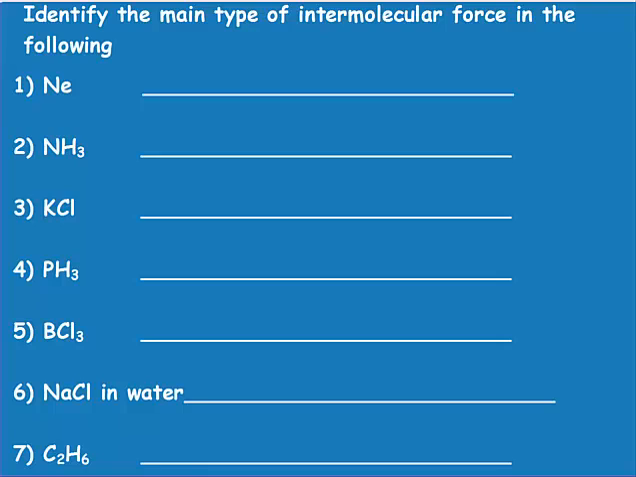I'm going to pause the video and restart when you have the answer to these. So neon is a nonpolar molecule, so that would be London dispersion. In NH3, if you draw that out, you have a lone pair of electrons on nitrogen, which makes it polar, and you have hydrogen attached to nitrogen, which is hydrogen bonding.